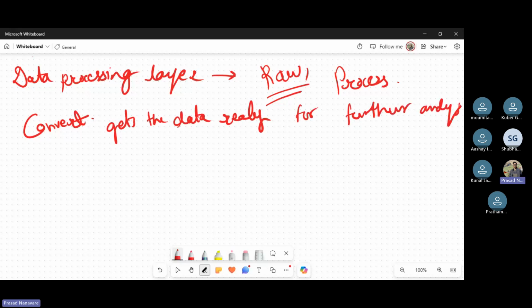Okay. So then what we are going to see is that this layer is responsible for, like we just saw, receiving the data, processing it and making it available for further analysis.